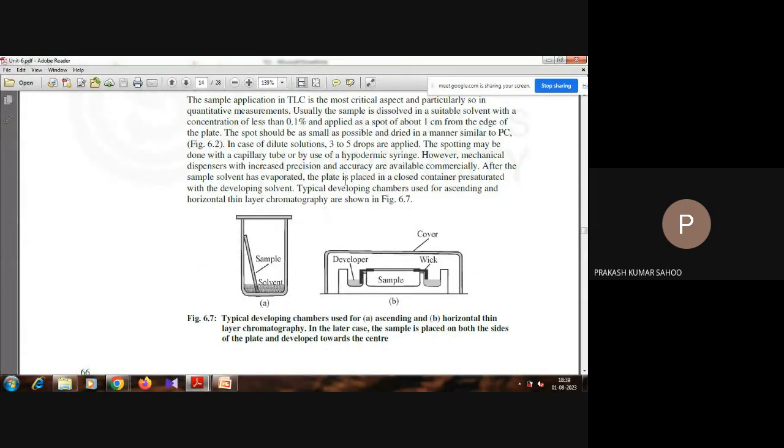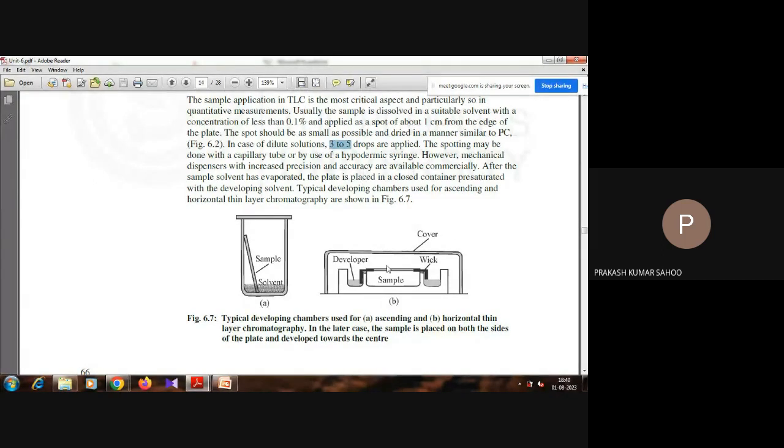In case of dilute solution, 3 to 5 drops are applied. This is a general procedure: you have to put a minimum of 3 and a maximum of 5 drops of the same sample in one spot with the help of a micropipette or a capillary. The spotting may be done with a capillary tube or by use of a hypodermic syringe. Generally we are using the capillary, the best and easily handled apparatus. However, a mechanical dispenser with increased precision and accuracy may be commercially available.